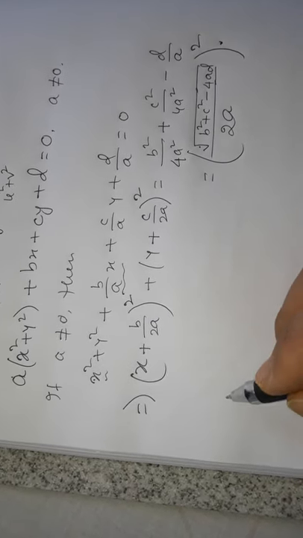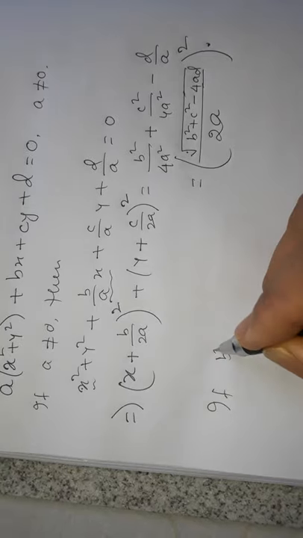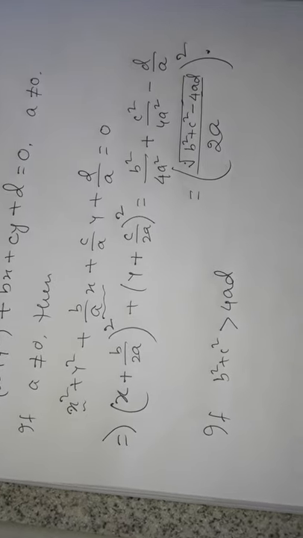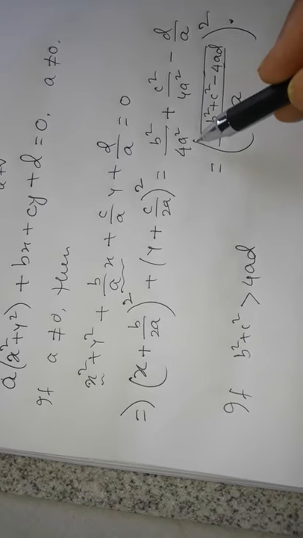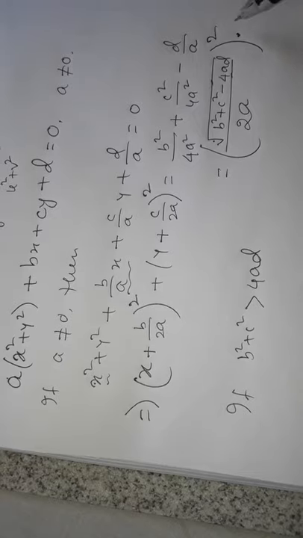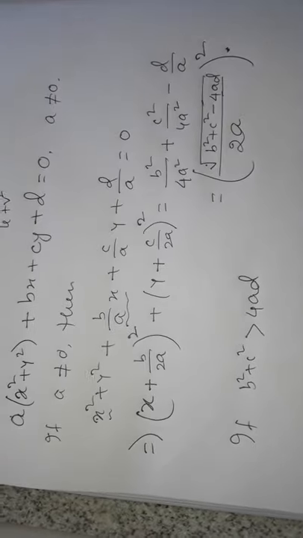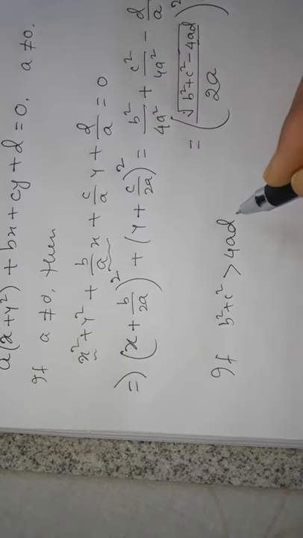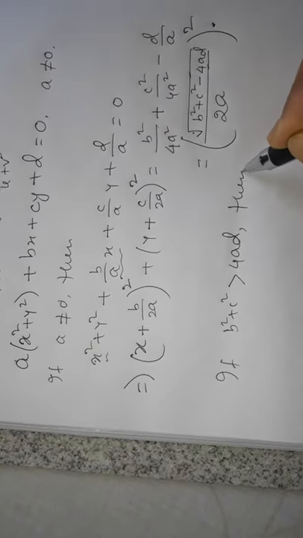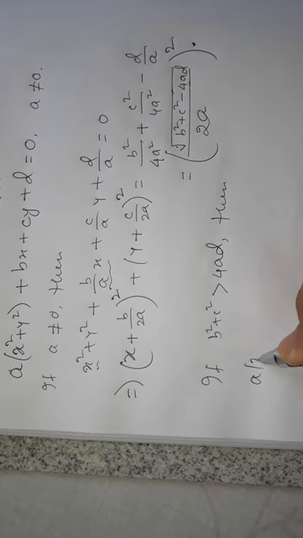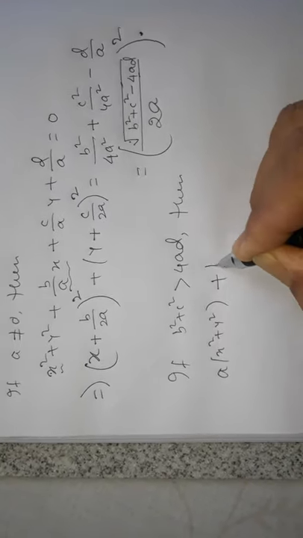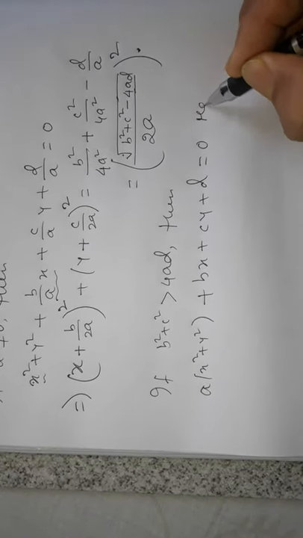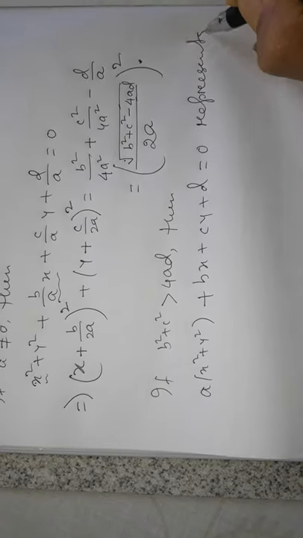So you notice that if b square plus c square is greater than 4ad, then the right side is a real, positive square. Then a(x square plus y square) plus bx plus cy plus d equal to 0 represents a circle.